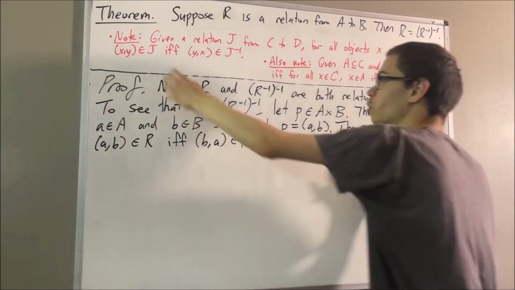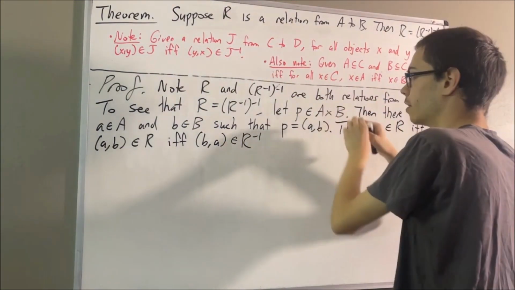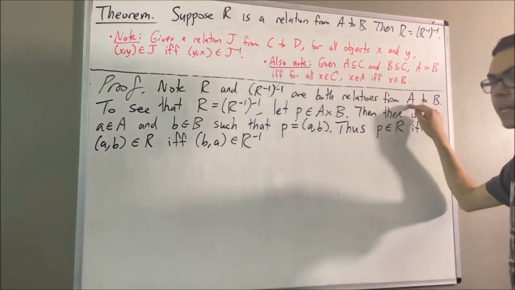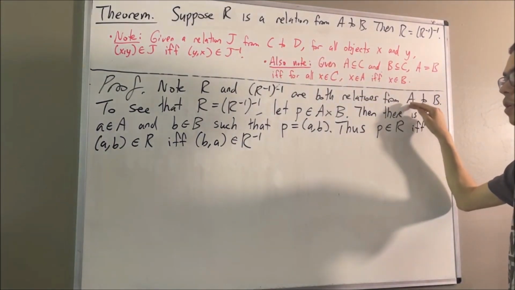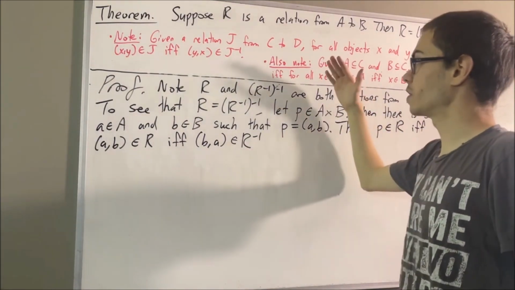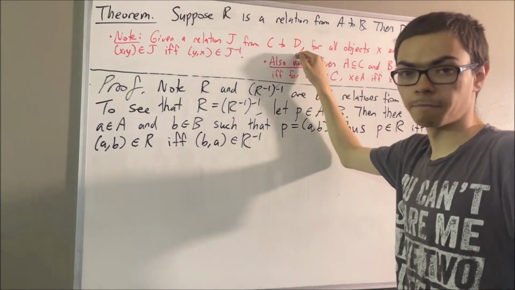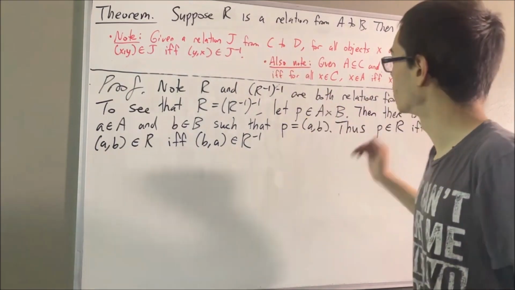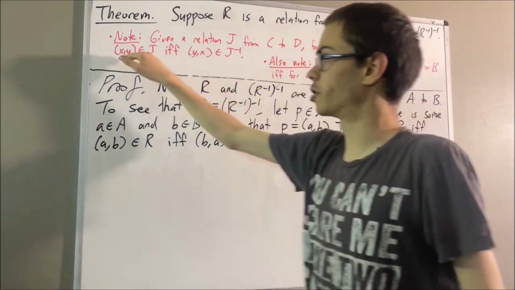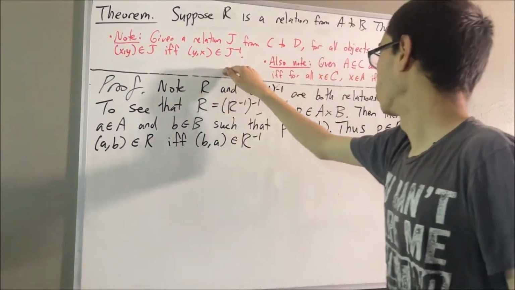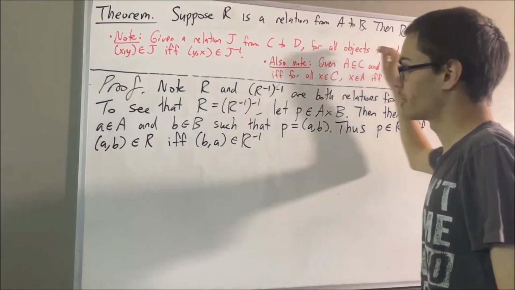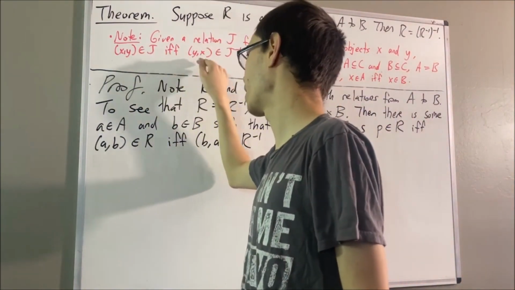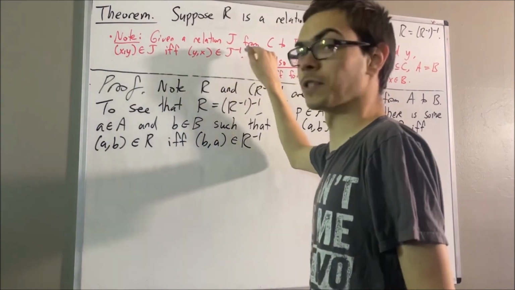And now we're just going to apply this first fact again. The only difference is we're going to take C to be B and D to be A. Well, in that situation, we know that R inverse is a relation from B to A. So we're going to take J to be R inverse. So that means that this statement is true, where we say for all objects x and y, x comma y is an element of R inverse if and only if y comma x is an element of R inverse inverse.